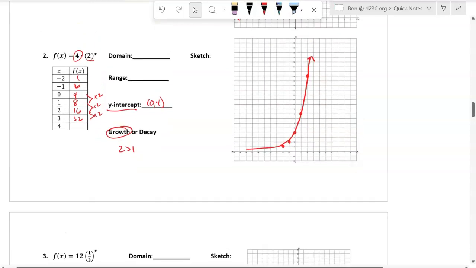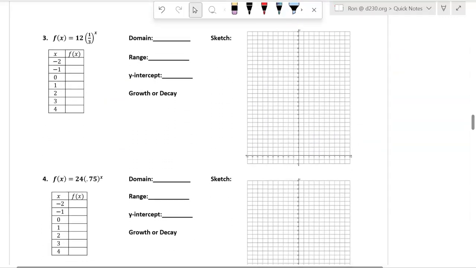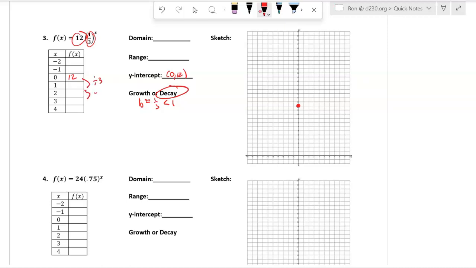Okay. Remember, you can always pause the video if need be. Now, for the next one, my y-intercept is going to be 12. So 0, 12 right away is going to be a point. And I can actually go and just plot that right away if I wanted to. So we have 9, 10, 11, 12. Now, if I look at my common ratio, that is 1/3. So if b is 1/3, that is less than 1, so it's decay. And if b is 1/3, that tells me I'm going to divide by 3 each time here.